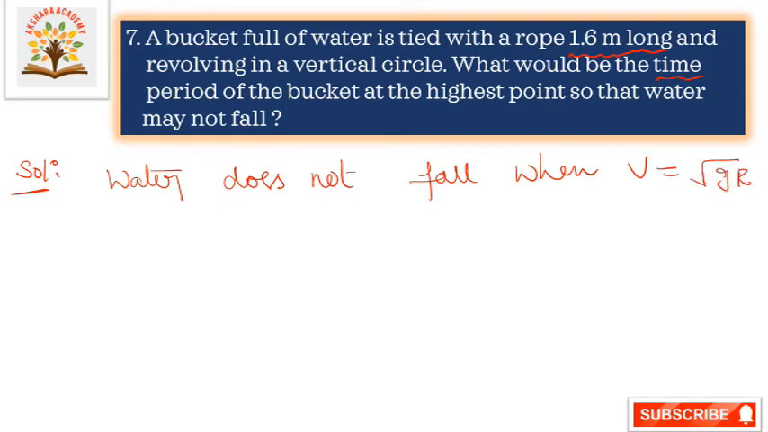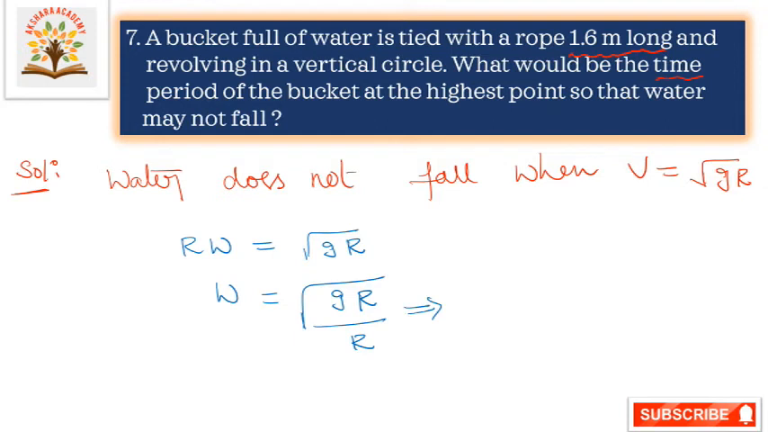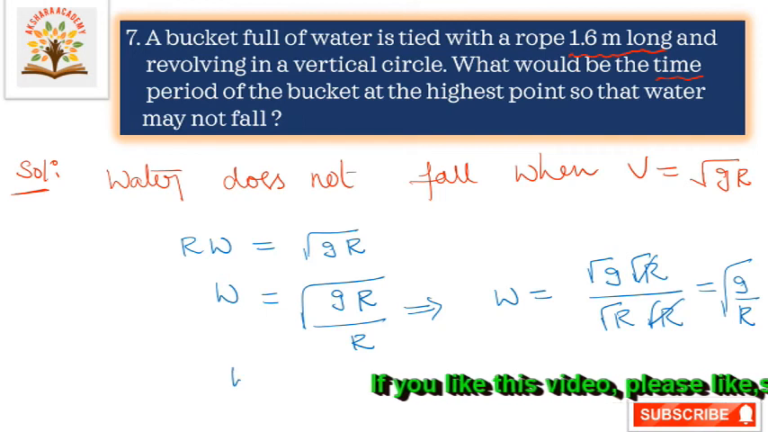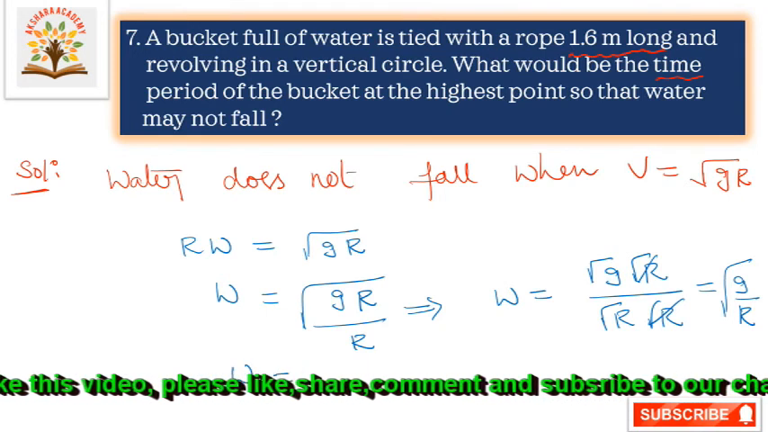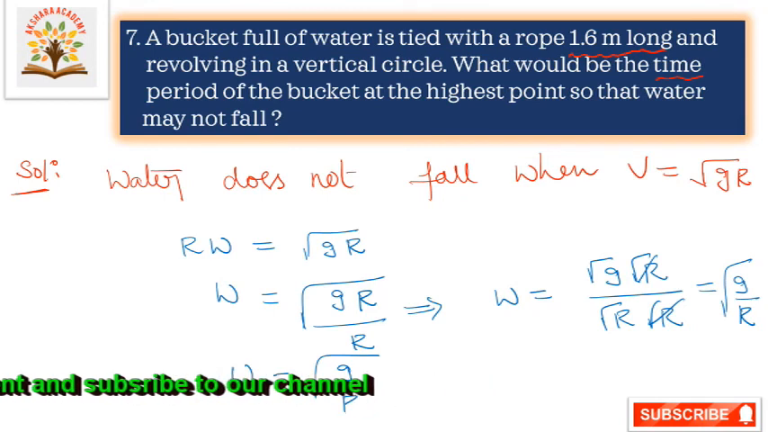So now V is nothing but R omega, that is equal to root of GR. So omega is equal to root of GR by R. So this can be written as omega is equal to root G into root R by R. This R can be written as root R into root R. Root R gets cancelled. So omega is equal to root of G by R.